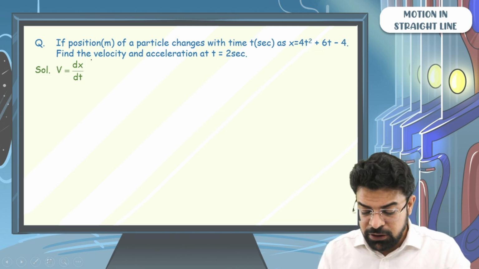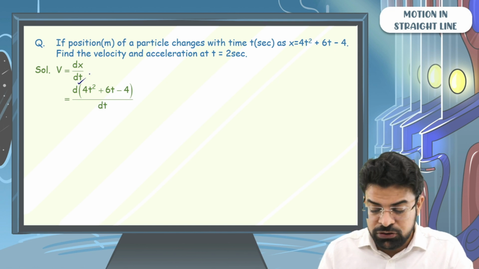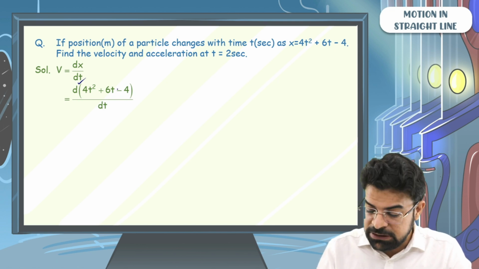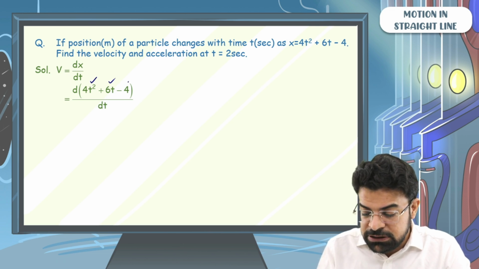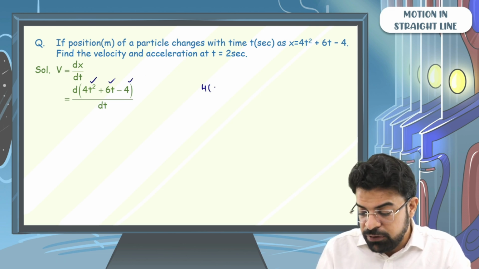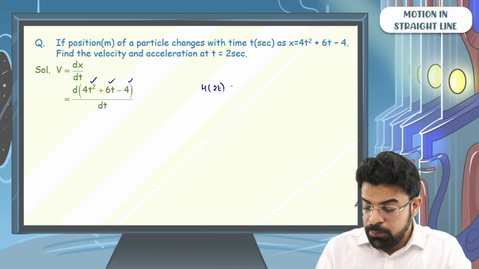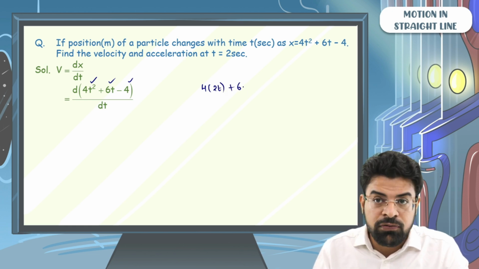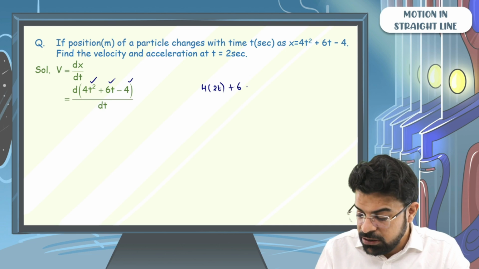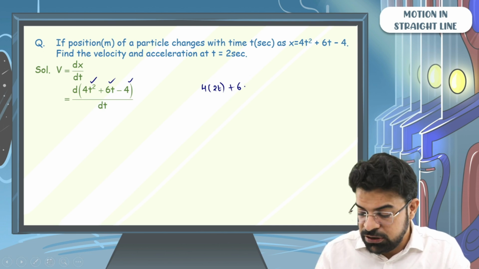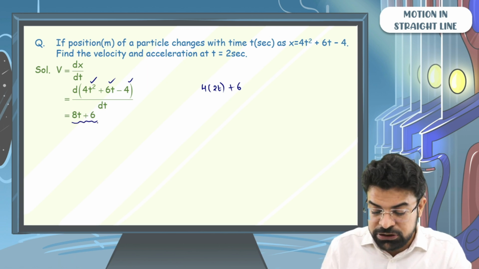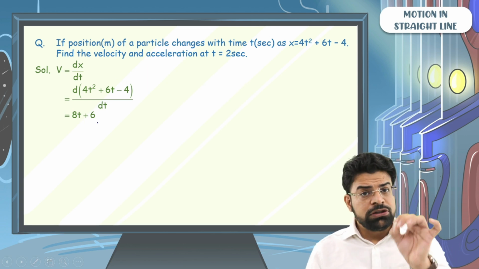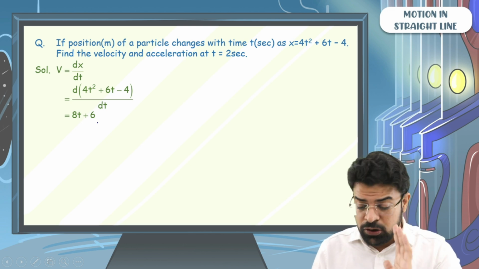You can say velocity equals the rate of change of x, which is d(4t square plus 6t minus 4) upon dt. You know that the differentiation of 4t square plus 6t minus 4 will be 4 into differentiation of t square, 2t, plus 6 into differentiation of t with respect to t, which is 1, minus differentiation of 4, which is a constant, that becomes 0. So on differentiating, you get 8t plus 6. Now you know velocity at any time t.